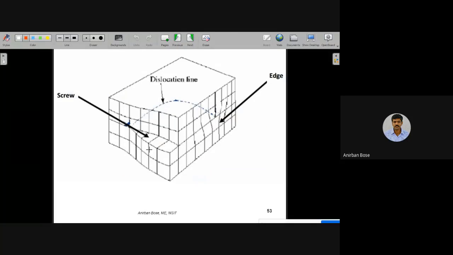So this picture, I think, is much more clear about the same thing. To give a better visualization, I have also taken this picture. Here you can see the pure edge you will observe at this location, pure screw and intermediate. This is what is the mixed dislocation line. This general curve is a mixed dislocation. It's a curved line around the defects.